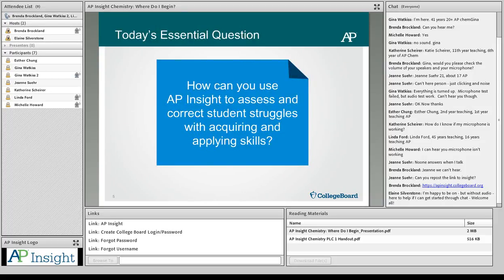All right, so the very first thing that we are looking at is how can you use it to assess and correct student struggles. And I'm going to let you guys just take a moment to think about that. Have you guys had some opportunities to ponder how you're going to do it? Or if you've even started using it?